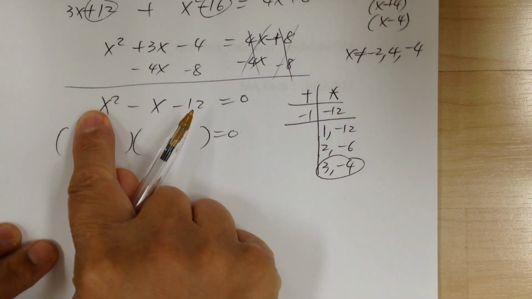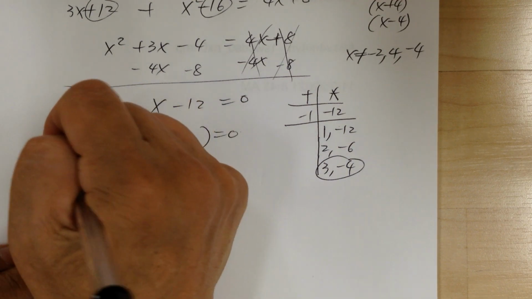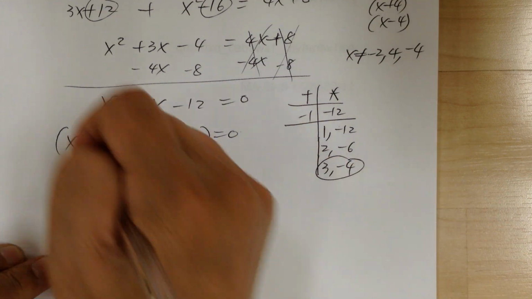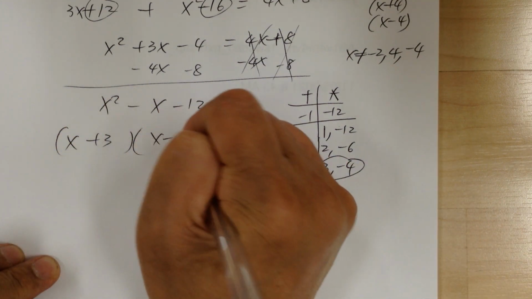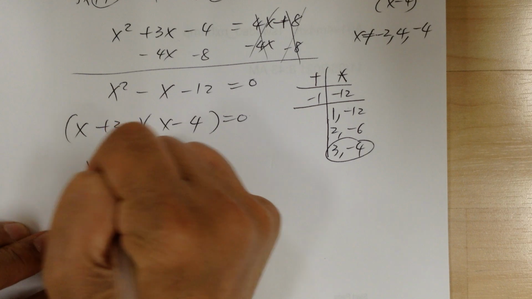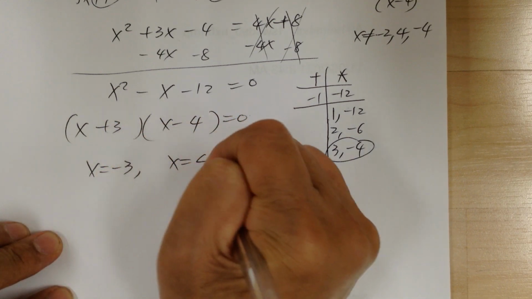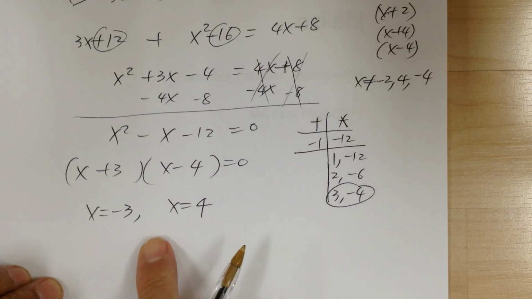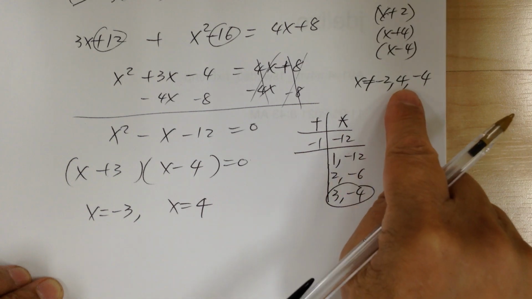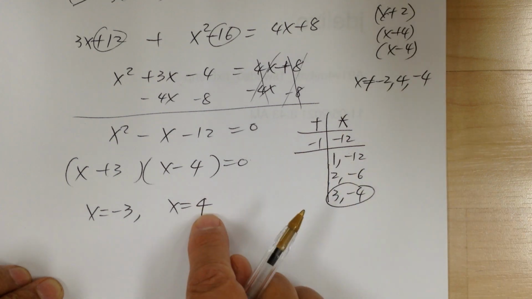Okay, so there's no coefficient in front, which means it's 1. So you can just put down whatever you see over here. So it'd be x plus 3, x minus 4. So from here, you're going to get x equal to negative 3, x equal to 4. Okay? But don't box that yet, because look over here. The x equal to 4 is not allowed. So this answer is no good.